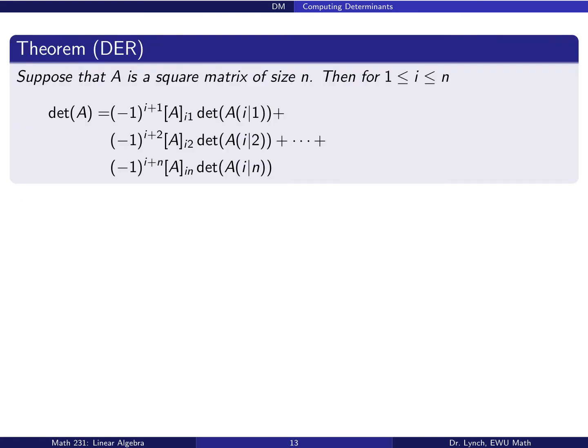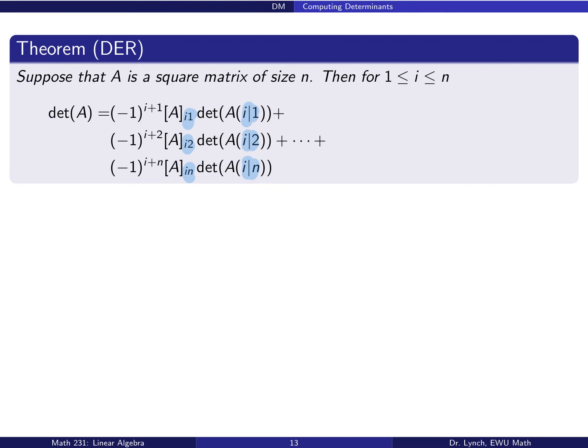The first one says that when A is a square matrix, the determinant of A can be computed by expanding along the ith row of A instead of the first row of A. Before we had this A11 element times the A11 submatrix, A12 times the A12 submatrix, out to A1n times the A1n submatrix determinant, and here we're using the ith row of A instead.